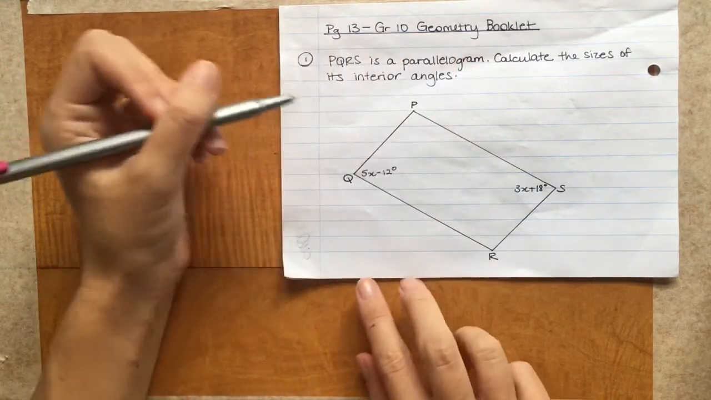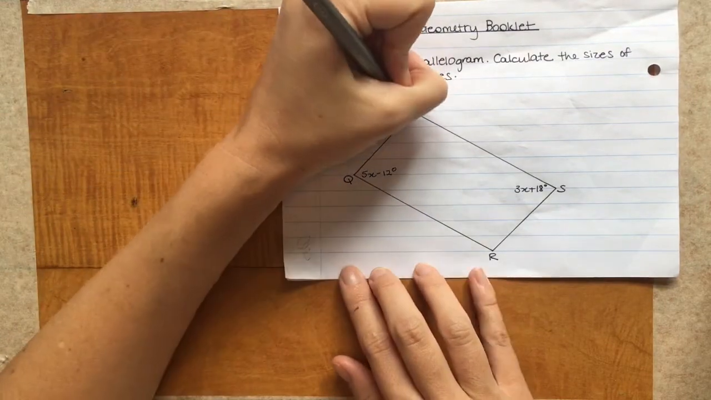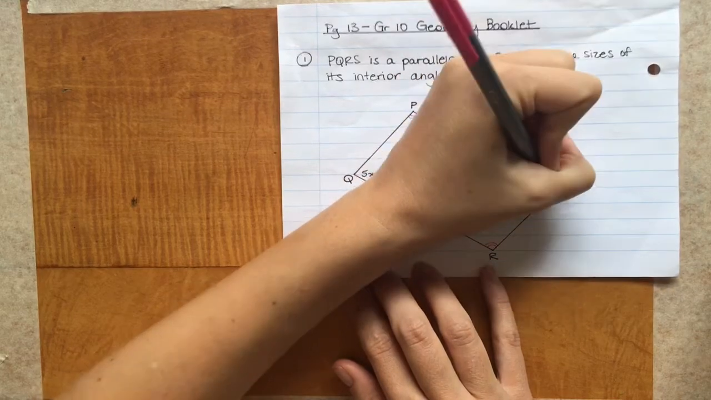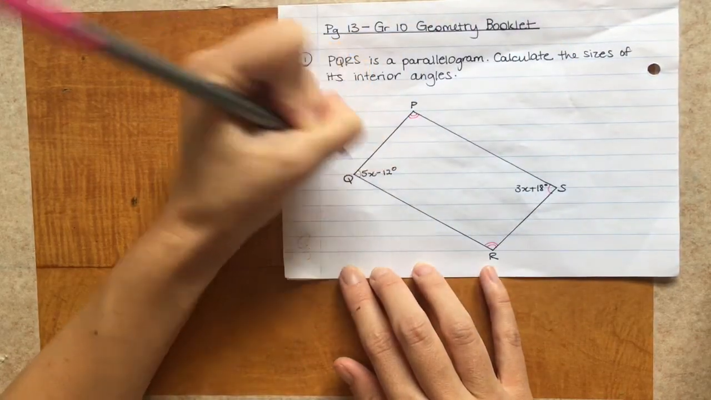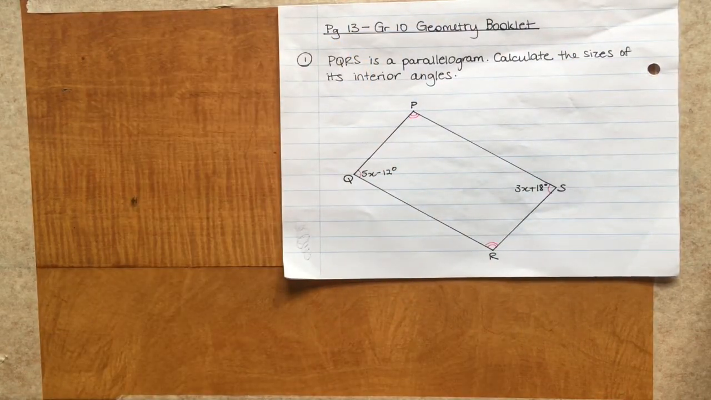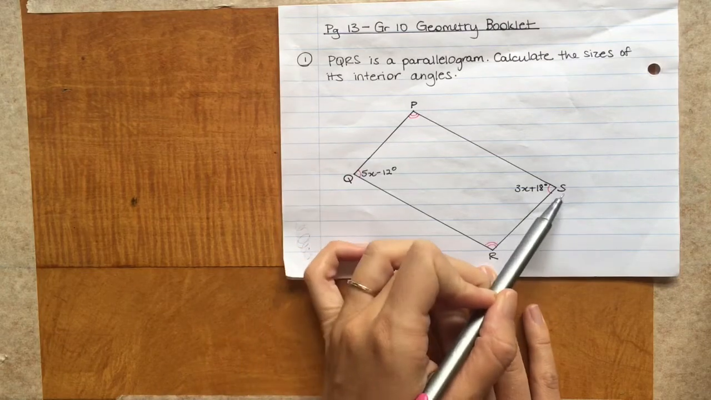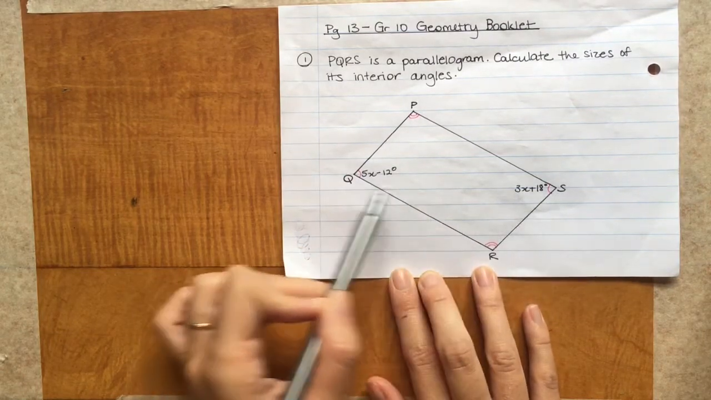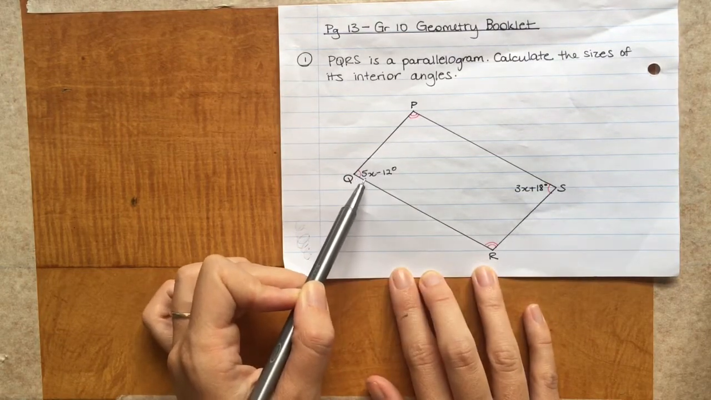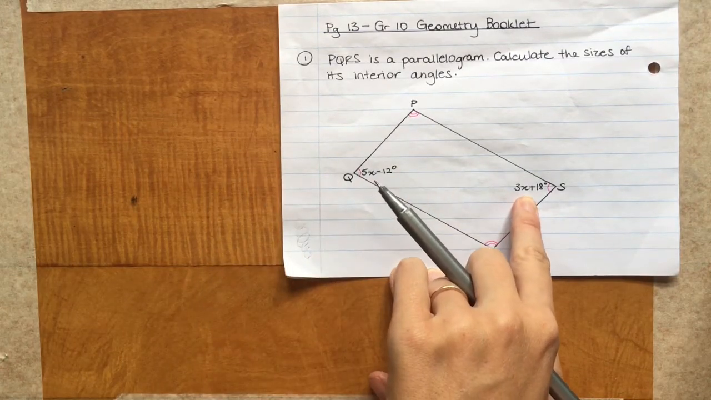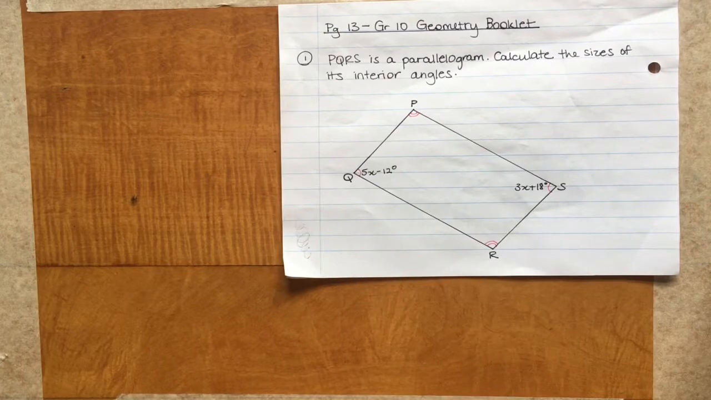And I can see that I'm going to use my opposite angles of a parallelogram. So I'm just going to quickly mark what I know about the interior angles of a parallelogram, that opposite angles are equal. Okay. And from here I can equate, I say that Q is equal to S because opposite angles of a parallelogram are equal. Therefore I can say 5x minus 12 equals 3x plus 18, and I can solve for x.